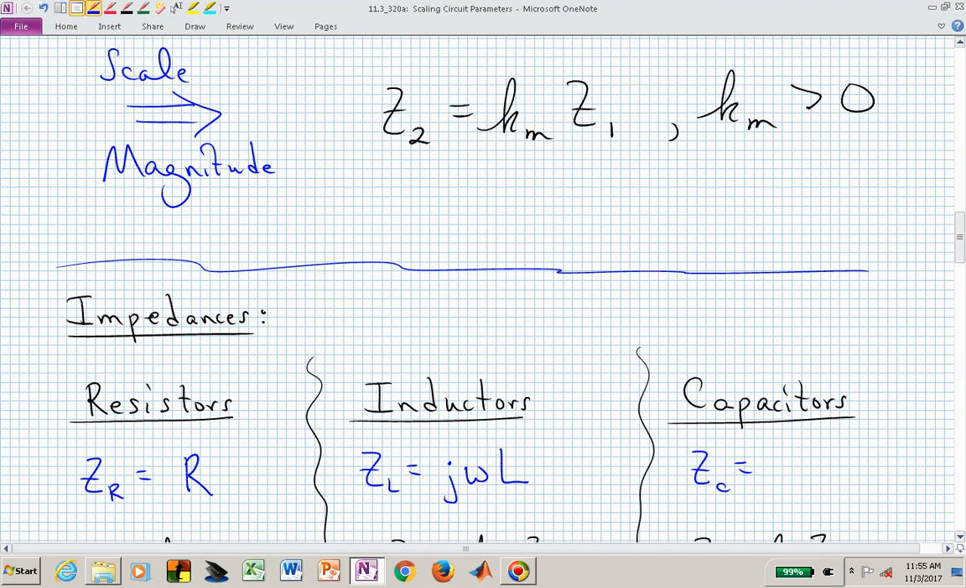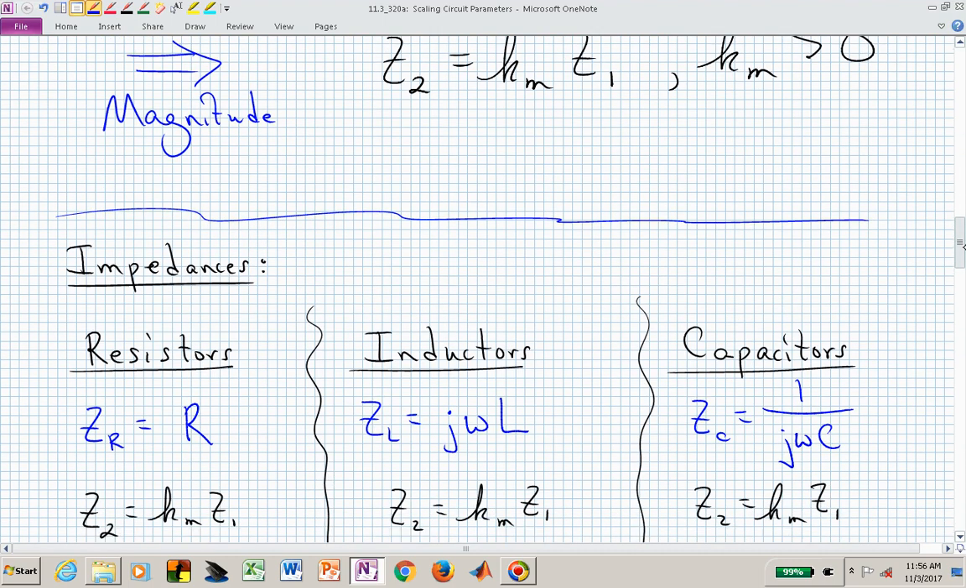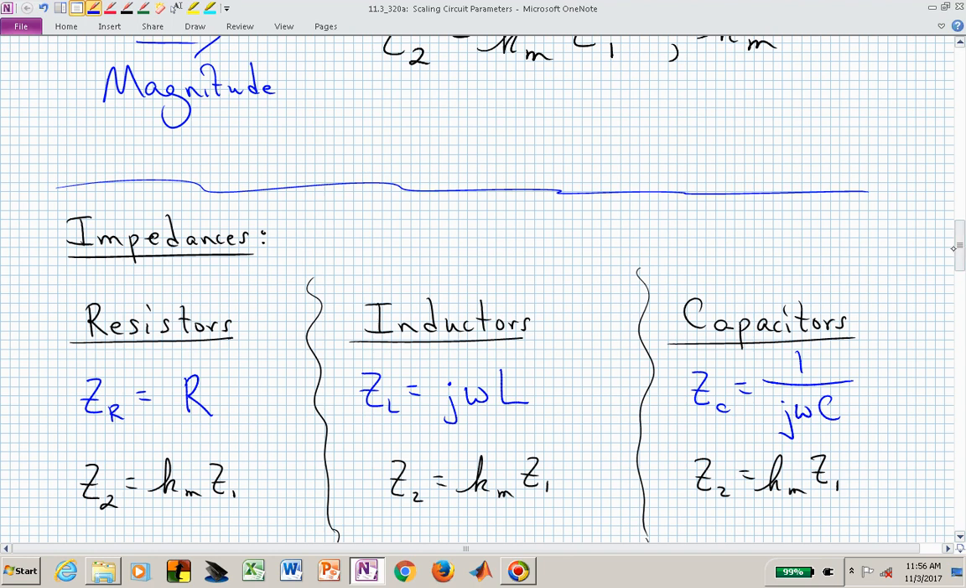Similarly, for capacitors, its impedance is 1 over sC. Well, s is now restricted to be along the imaginary axis, so now we have 1 over j omega C. So let's see how this plays out.